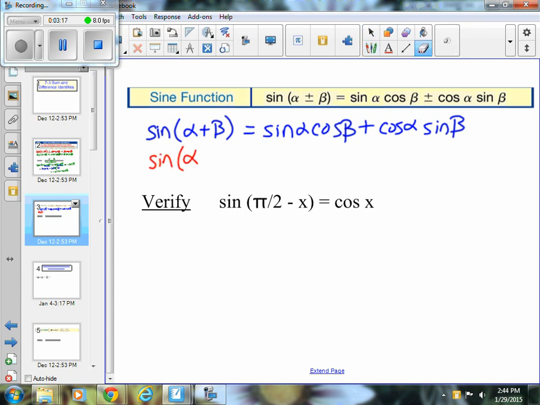Difference, so alpha minus beta, and these are all on your pink sheet, and I wrote them separately there too, I think. Sine of alpha, cosine of beta. The only difference here is it's a difference. Get it? The difference is a difference. Awesome. Cosine of alpha, sine of beta.